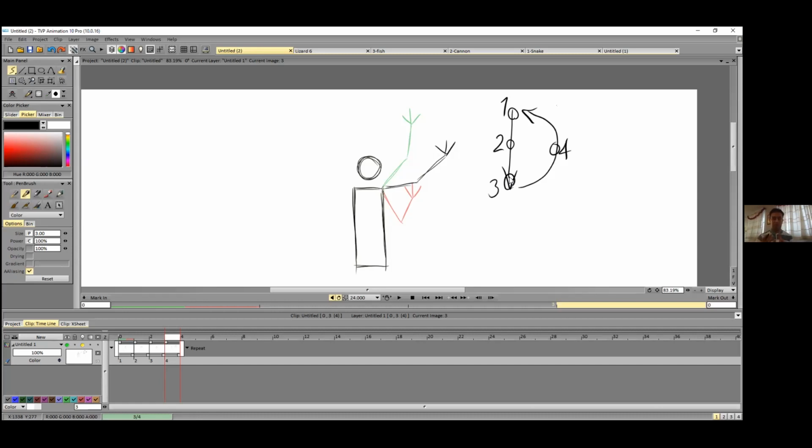So in the first frame, second frame, and third frame, the hand is attached to the ground, but in the fourth frame, it is off the ground. It's detached from the ground.